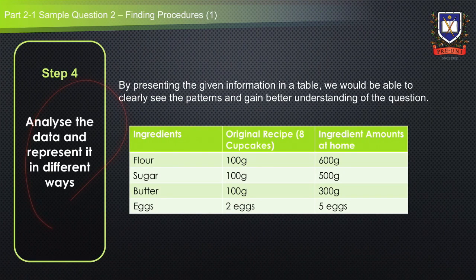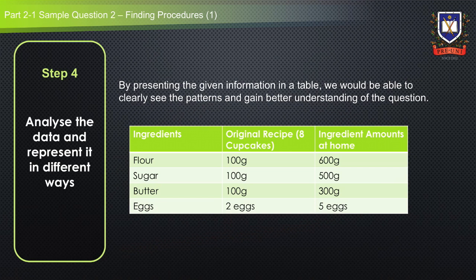Step 4 is to analyze the data and represent it in different ways. In this question, the data/information has been listed. However, as we continue to solve through this question, it is easier to organize our information by using a table to clearly see patterns and gain a better understanding of the question.